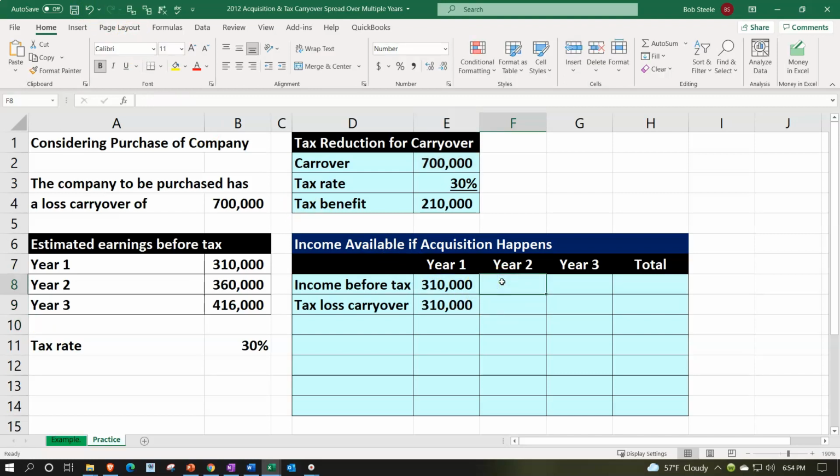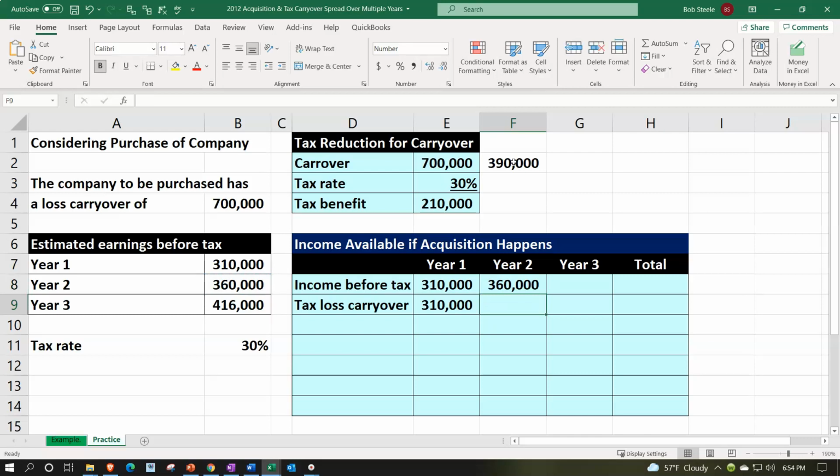Let's try it again. So that means that we're going to have left then this 700,000 minus the 310 that we took in year 1, 390 for year 2. The taxable income in year 2 happens to be 360,000. So that means that we're going to take the lesser of the two, which would be 360.